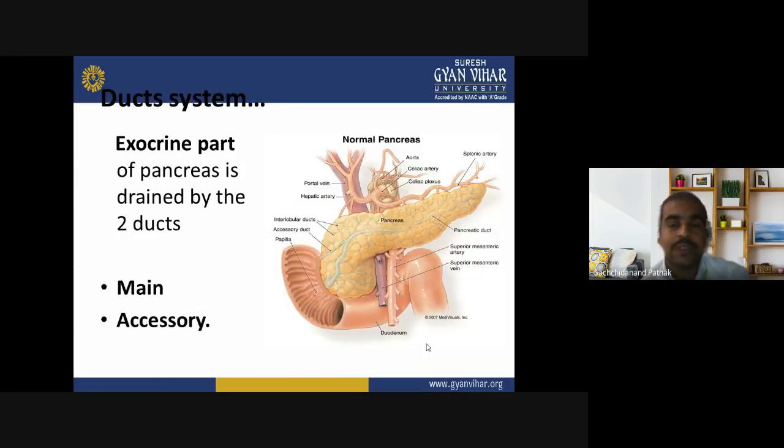Duct system: we know the pancreas has the pancreatic duct, that is called the duct of Wirsung. So it is an exocrine part, not an endocrine part, because it is a duct and duct is only in the exocrine. So the exocrine part of the pancreas is drained by two ducts, the main duct and the accessory duct. You will see in the structure there is a duct and you can see there is an accessory duct, which is divided from the main pancreatic duct.